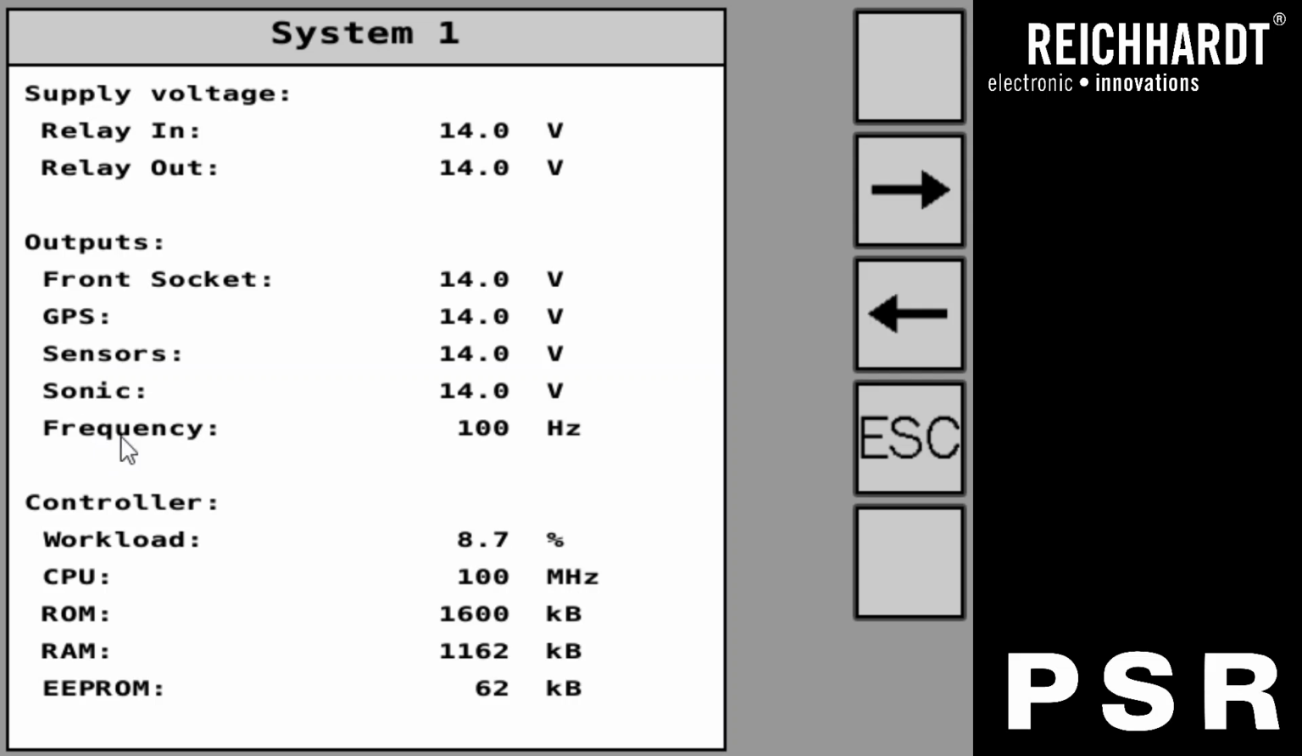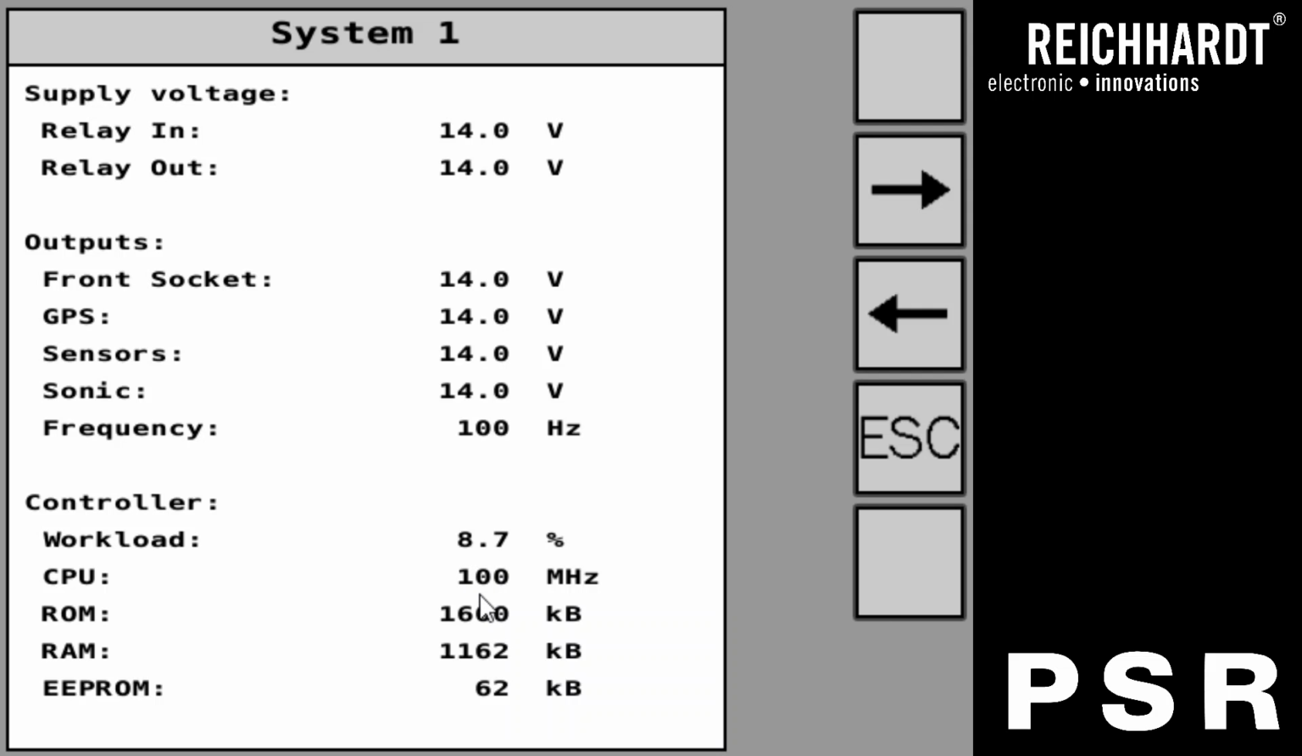Below, at the bottom of outputs, we have frequency, and this is just the frequency of our output signal if we're directly controlling a valve. And then below that, we have some controller specs, workload. If we have some real weird activity, perhaps we have some additional workload, a real high percentage.